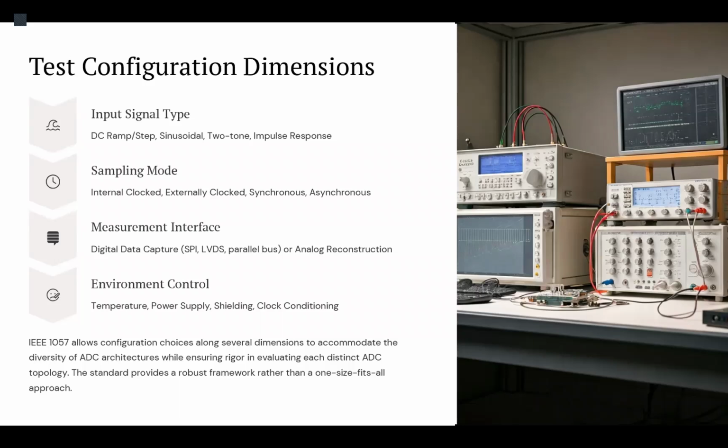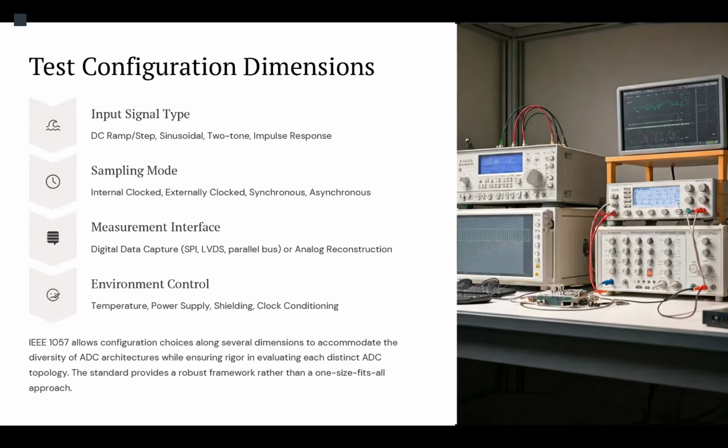Now, synchronous sampling means the input signal and sampling clock are phase locked and actually frequency locked. But in asynchronous sampling, there is no fixed phase relation between the signal and the clock, which may be representative of the real world condition. Okay, but it's much harder to analyze and to have a precise analysis on these test results.